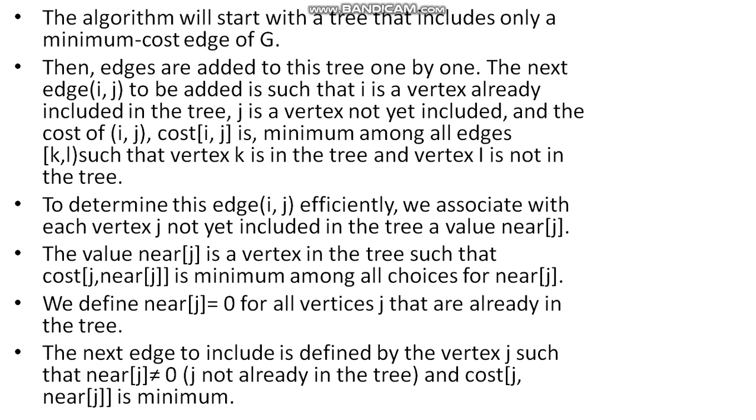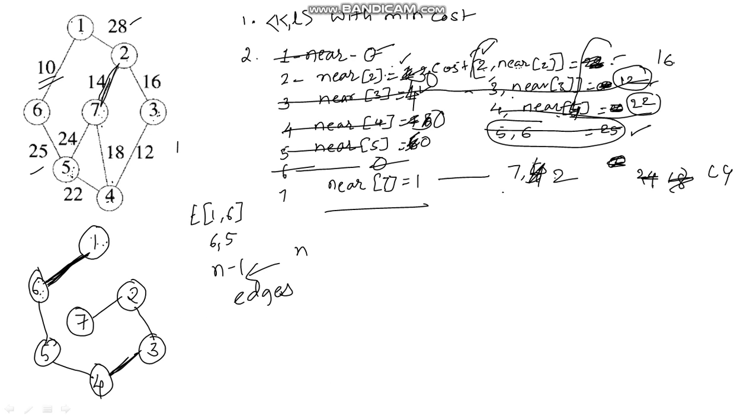So the description of this algorithm is, the algorithm starts with the tree that includes only a minimum cost edge. So initially what we did is we added 1 6. Then the edges are added to this tree one by one. The next edge ij is to be added in such a way that i is a vertex already included in the tree, and j is the vertex not yet included in the tree, and cost of ij is minimum. So for keeping it minimum we have done all this exercise.